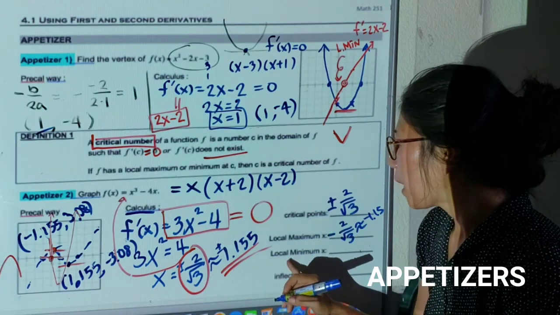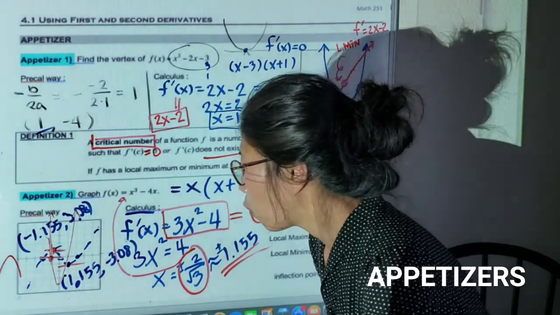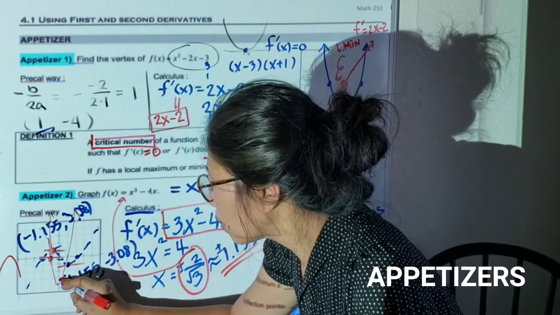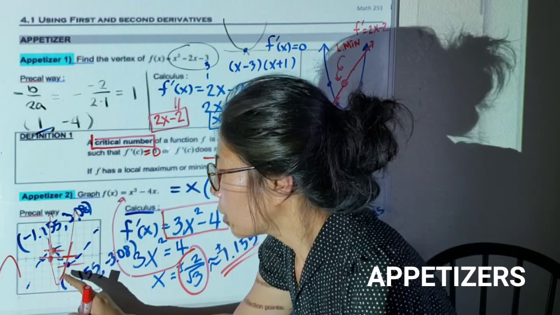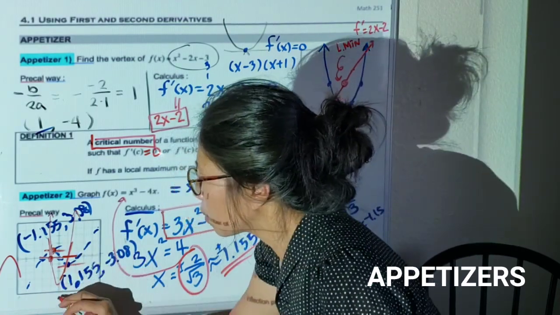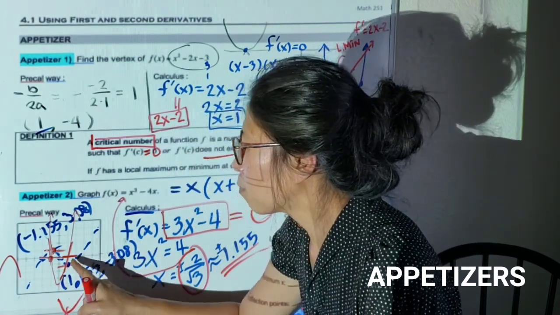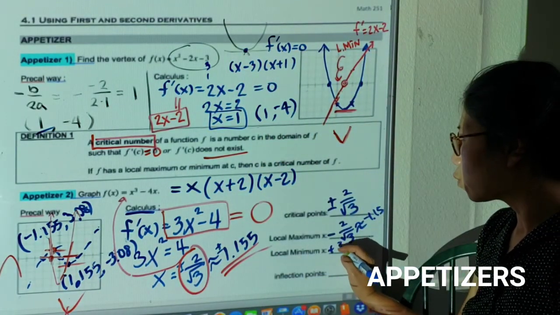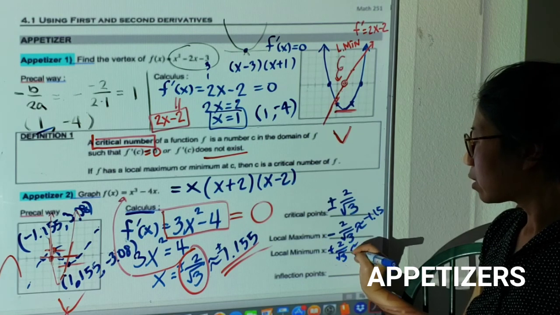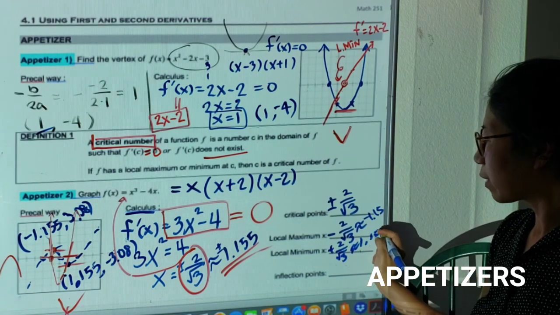And 4.3, so local minimum. Where is the local minimum? Look at this part of the graph. Do you see that at 0, my first derivative is decreasing, then increasing? What does that mean? My original function will have a local minimum. Where? At plus 2 root 3, which is positive 1.155.